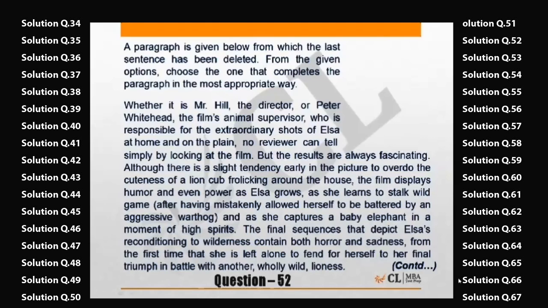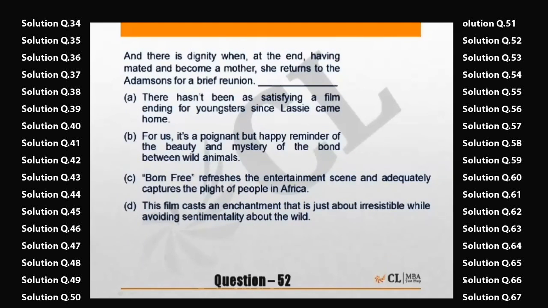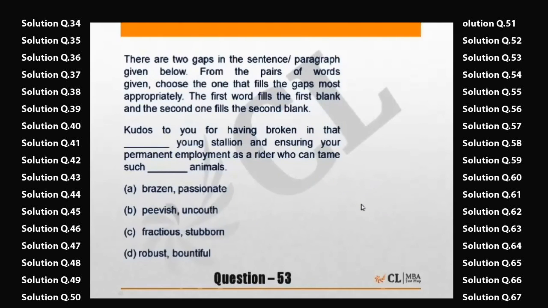Please pay close attention to the text, where the paragraph states, on the other hand, that the movie contained scenes of horror and sadness and sentimentality. This makes option A the correct answer, and we move on to question number 53. Question 53 was an FIB, a fill in the blank question with 2 blanks.